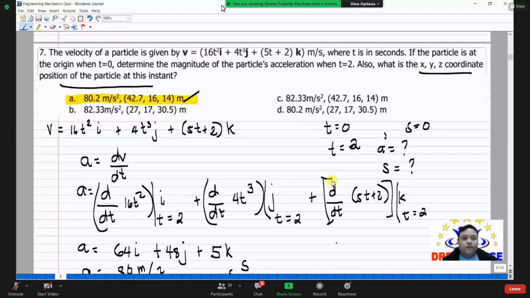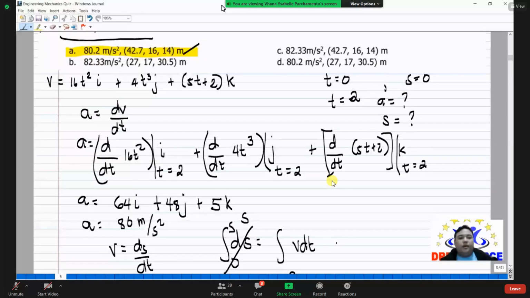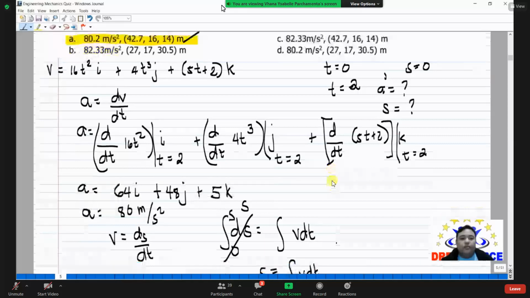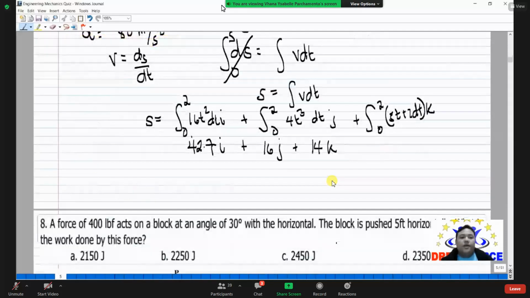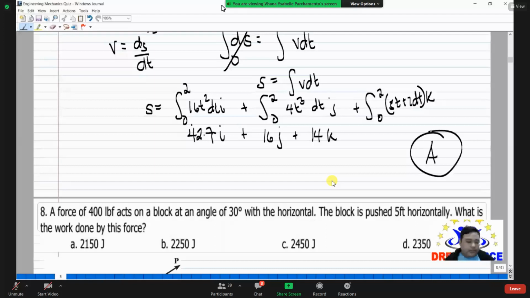Paki-picture na lang po. Part 1. Then part 2. Ayan. Letter A. Letter A po siya.